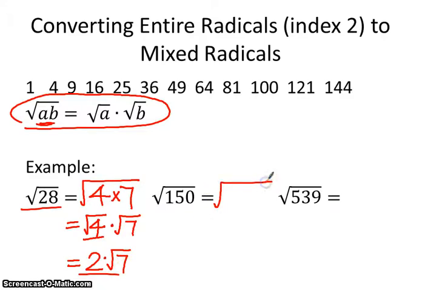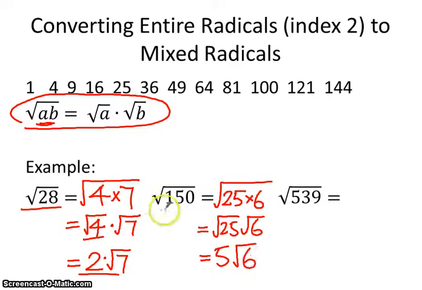Let's try with root 150. Again, examine the list of squares. You realize 25 will go there. And then 25 times 6. You can put it in your calculator and you'll find out that's the result. And then that's root 25 times root 6. Well, root 25 is a 5. See? You're converting root 150 to 5 root 6. You may ask, what do you do with the root 6? Because 6 is not a perfect square, it remains in the root sign.